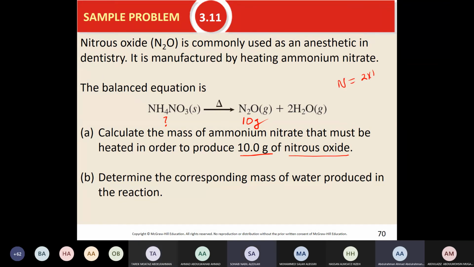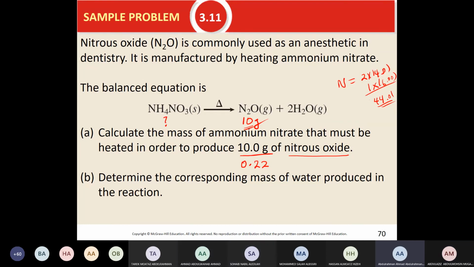14.01, and then 1 times 16.00. Add them together. 28 plus 16 is 44, isn't it? Yeah, 44.01. Right? Then how many moles is this? 0.22 moles of N2O. Divide by 44.01. Who else got the same answer? Yes, I got the same answer.